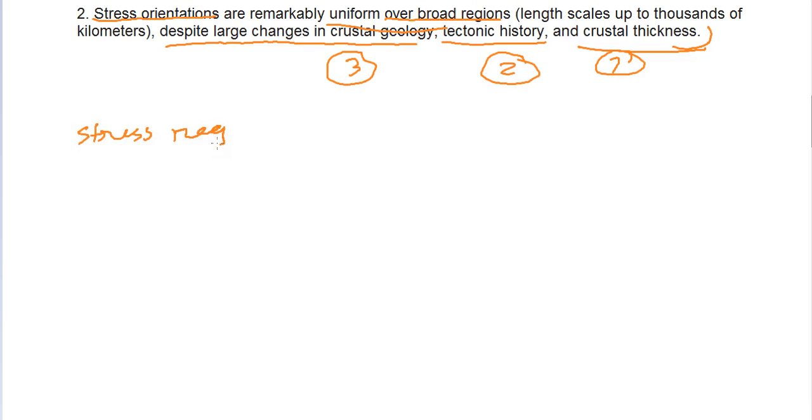Stress regime. So what is stress regime? Similar to stress orientation, so we have already seen what stress orientation is, right? Similar to stress orientation, stress regimes also show a marked regional uniformity. So what is stress regime? Stress regime is nothing but what kind of stress orientations are located in different parts of the world, different parts of the plate boundaries or something like that.